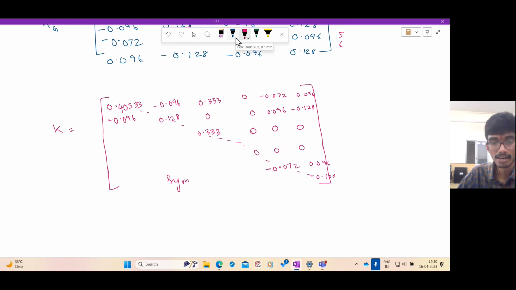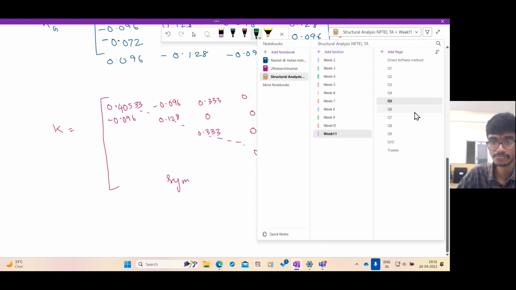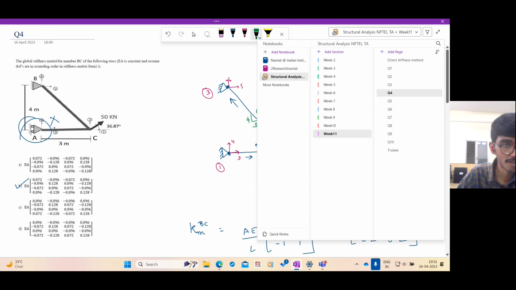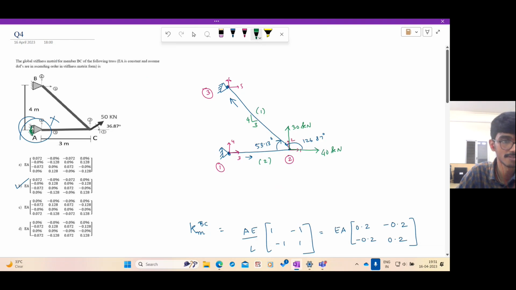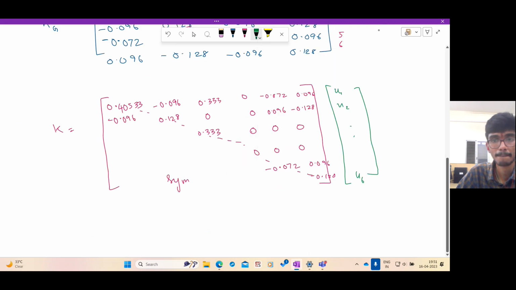Now, what is the next step? Look at what degrees of freedom these are getting multiplied with. So you have U1, U2 up to U6. And we saw that U3 is 0, U4 is 0, U5 is 0, U6 is 0. Note, this is a hinge support. And in that case, the third column, fourth column, fifth column, and sixth column are getting multiplied with 0 coefficients. Only these two are non-zero. These are all 0 coefficients. So all these are zeros.